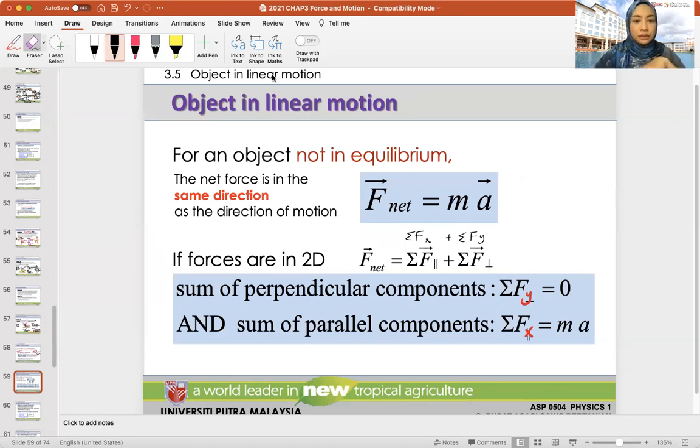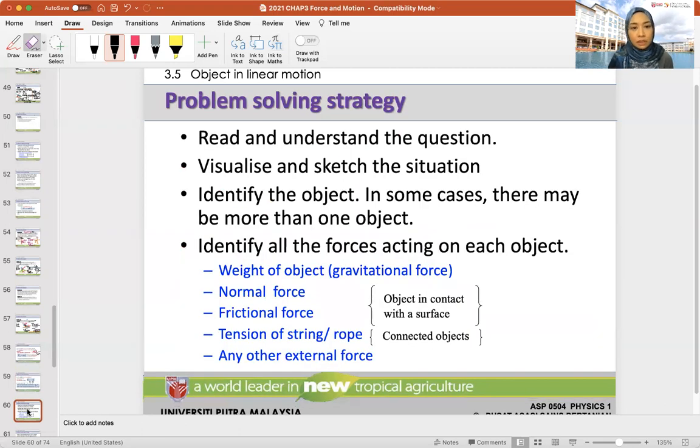Okay, so itu saja. Korang kena tahulah, if it's flying or if it's moving in the x-axis, that is your ma. Okay, next. Read and understand the question. Of course, always draw, visualize and sketch the situation. Identify the object. This will be your mass. In some cases, there may be more than one object. If you have two boxes, one is like this, pulley system, then you have another box here, you would have two free body diagrams. Jangan lupa.